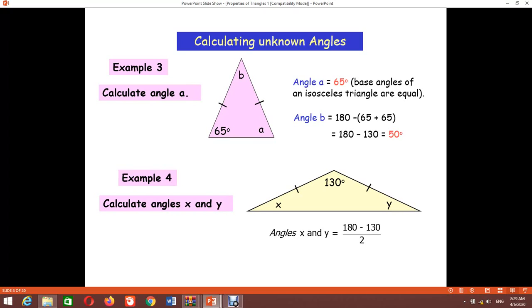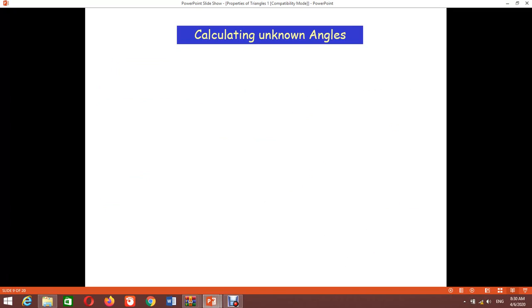And therefore, to calculate angle X and Y is equals to 180 minus 130. Then we divide the answer by 2. To calculate angle X and Y, we subtract 130 from 180 degrees, and then when we get the answer, we divide the answer by 2. And therefore, 180 minus 130 is equals to 50. And therefore, 50 divided by 2 is equals to 25 degrees.